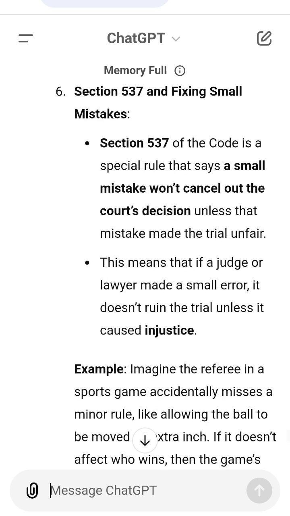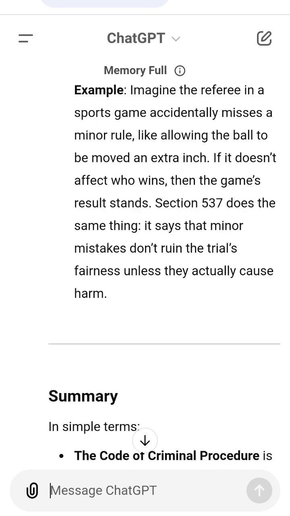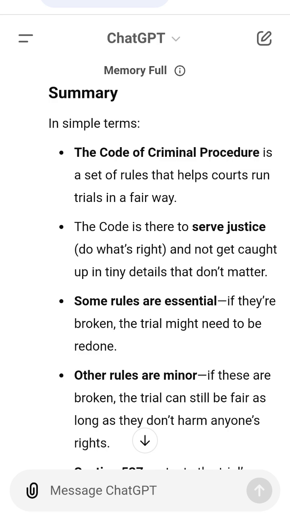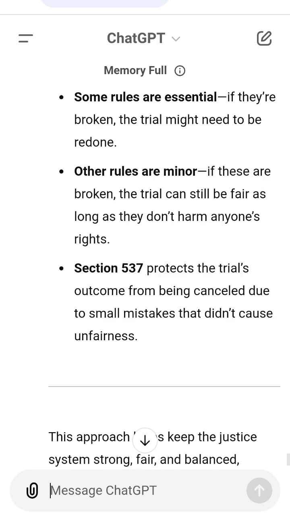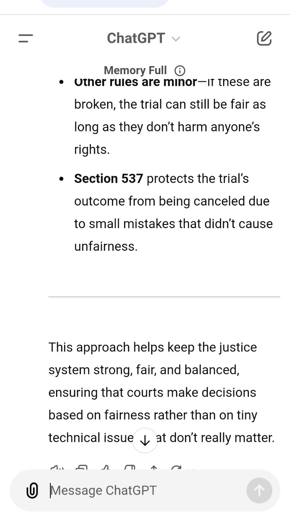Some rules are essential. If they're broken, the trial might need to be redone. Other rules are minor. If these are broken, the trial can still be fair as long as they don't hurt anyone's rights. Section 537 protects the trial's outcome from being cancelled due to small mistakes that didn't cause unfairness. This approach helps keep the justice system strong, fair, and balanced, ensuring that courts make decisions based on fairness rather than on tiny technical issues that don't really matter.